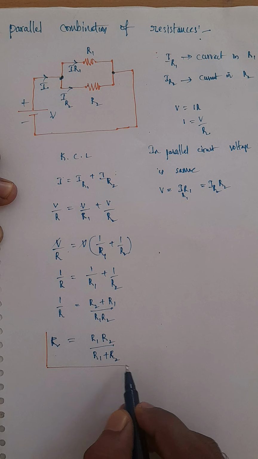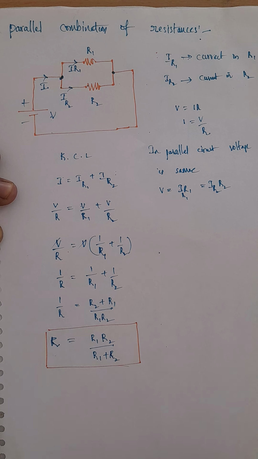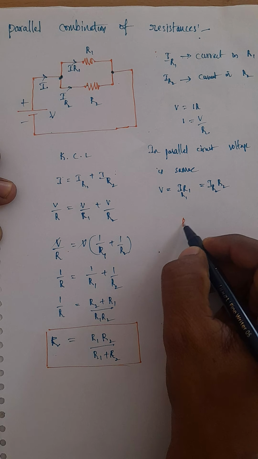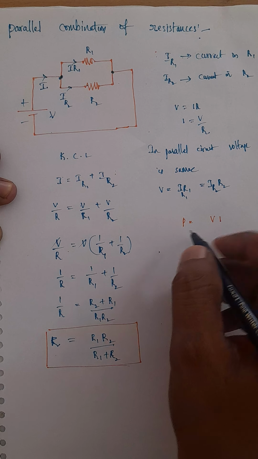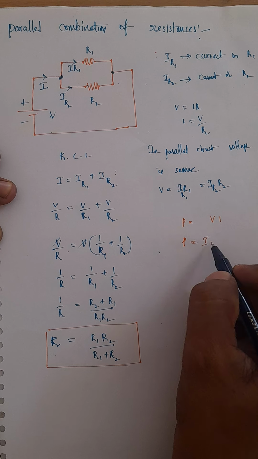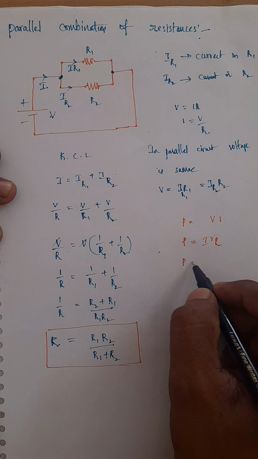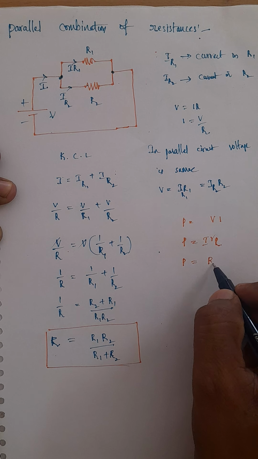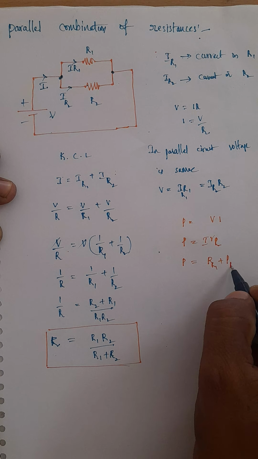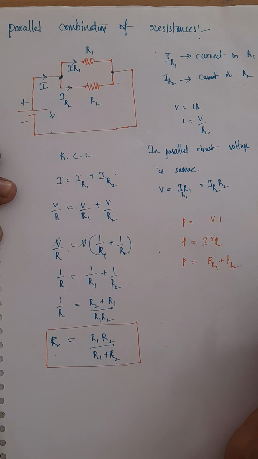This is the important criterion. Suppose you want to find the power: P is equal to V into I is one formula, and P is equal to I square R is also there. Now if you want to find the total power, P is equal to the power delivered in the R1 branch plus the power delivered in the R2 branch. That is nothing but two branches only.